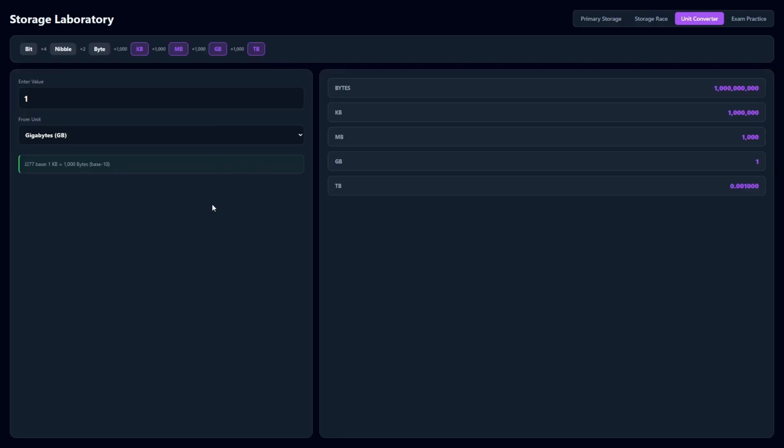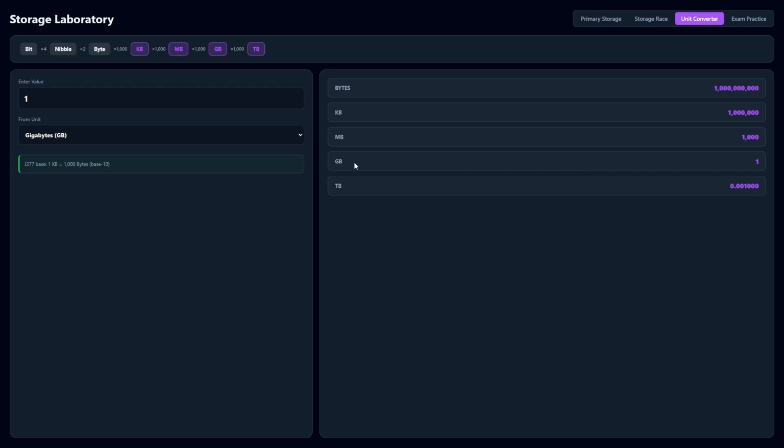Next component is the unit converter. So you need to be able to understand that there are 4 bits in a nibble, and there are 2 nibbles in a byte, so 8 bits in a byte, and then it goes up in the thousands. And you need to be able to convert each one.